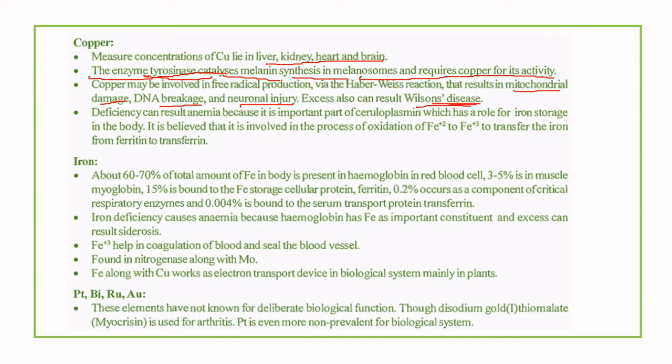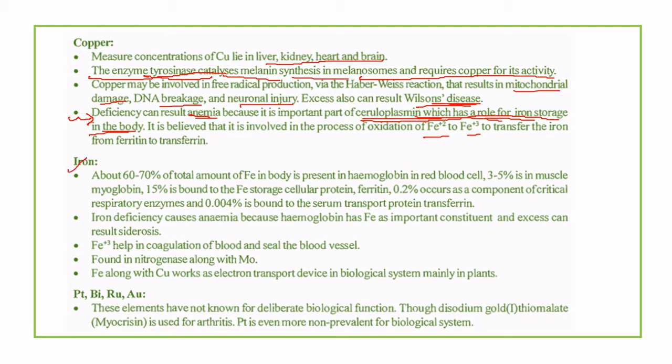So it is involved in free radical production by the Haber-Weiss reaction that results in mitochondrial damage, DNA breakage, and neuronal injury. Deficiency can result in anemia because it is an important part of ceruloplasmin, which has a role in iron storage in the body. It is believed that it is involved in the oxidation of iron from ferrous to ferric to transfer the iron from ferritin to transferrin.